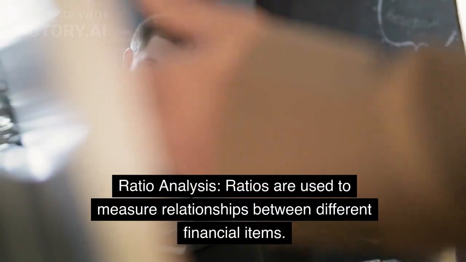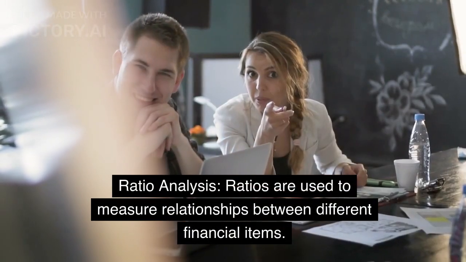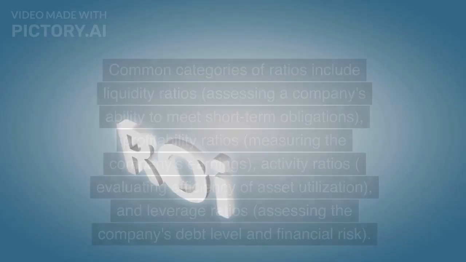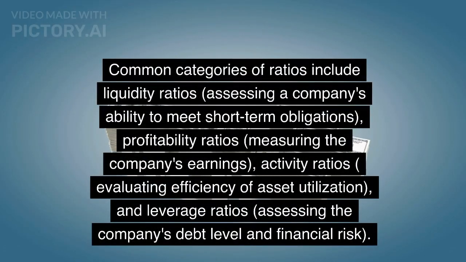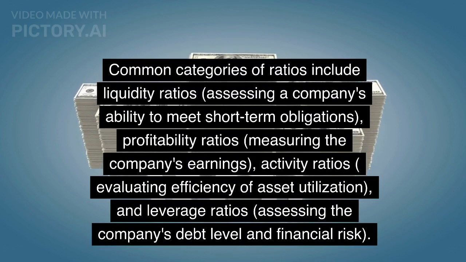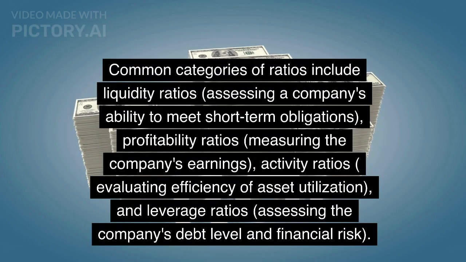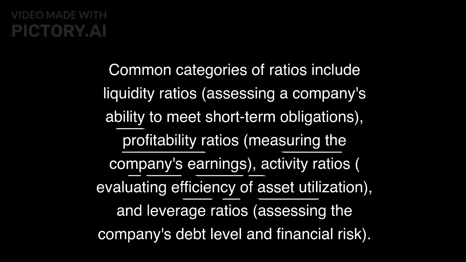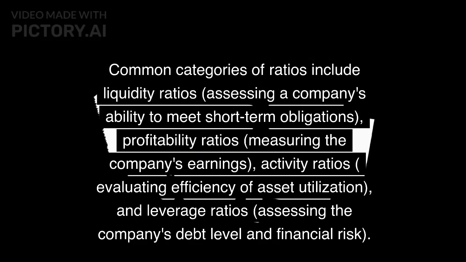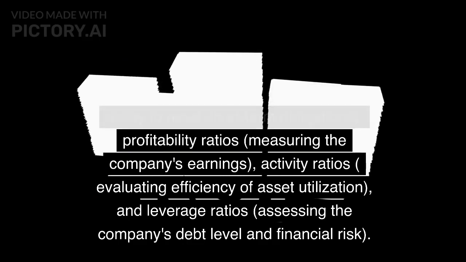Ratio analysis. Ratios are used to measure relationships between different financial items. Common categories of ratios include liquidity ratios, assessing a company's ability to meet short-term obligations, profitability ratios, measuring the company's earnings, activity ratios, evaluating efficiency of asset utilization, and leverage ratios, assessing the company's debt level and financial risk.